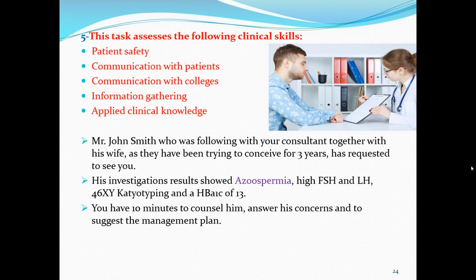Can you tell me more about your condition, Mr. John? We are trying to conceive for about 3 years with my wife, but unfortunately the test results came back that I don't have any sperm. So how is your relationship with your partner? Yeah. I know that there is no problem with my wife. All her investigations are normal. I know that the problem is from my side.